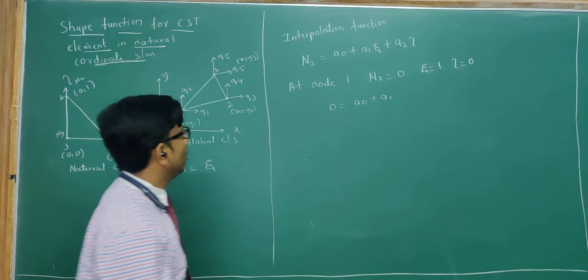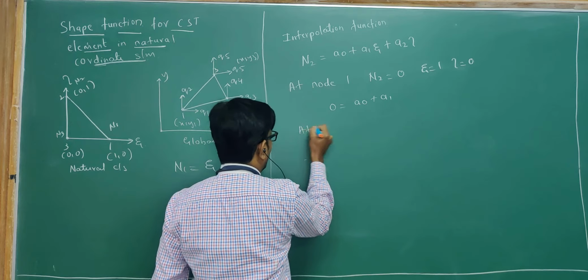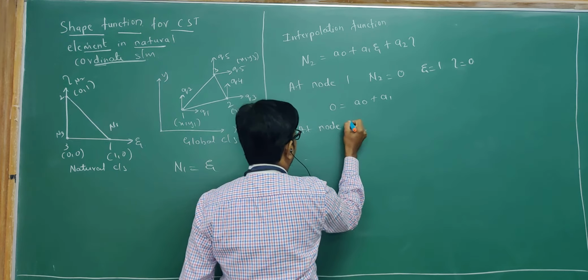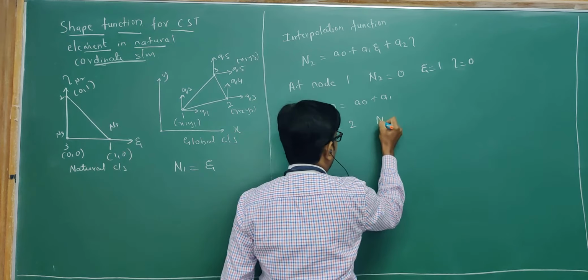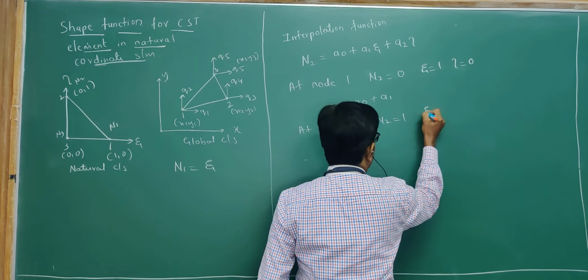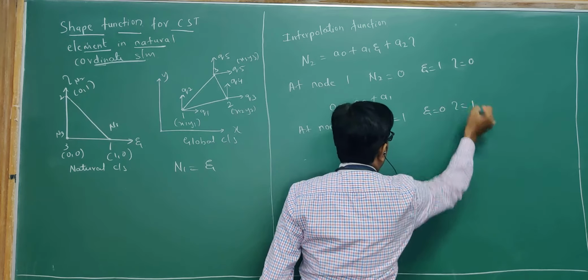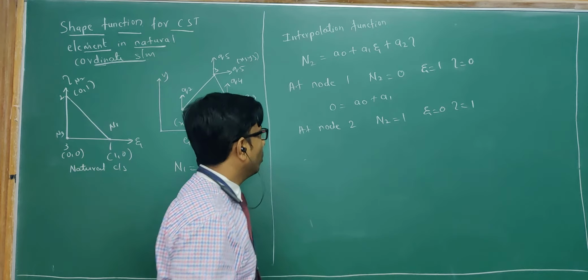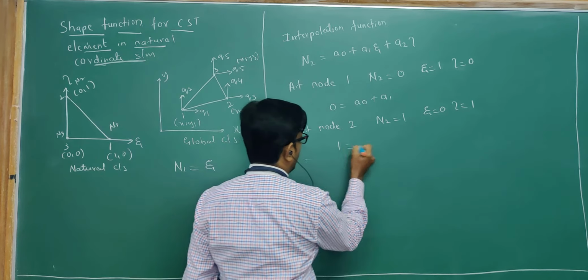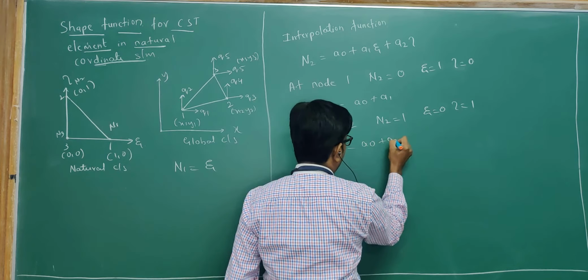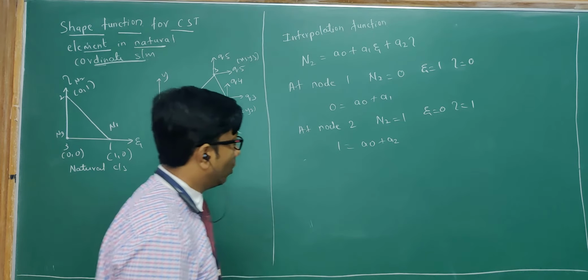So next at node 2, n2 is equal to 1, where zeta is 0 and eta is equal to 1. So if you do that, what will you be getting? 1 is equal to a0 plus a2.